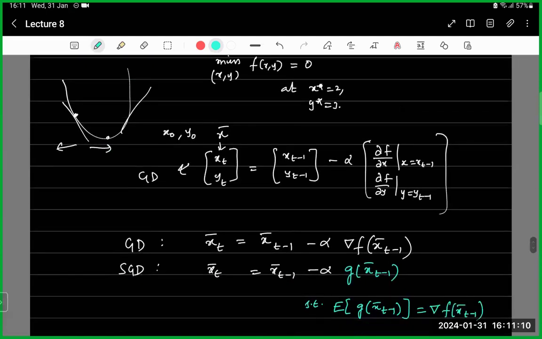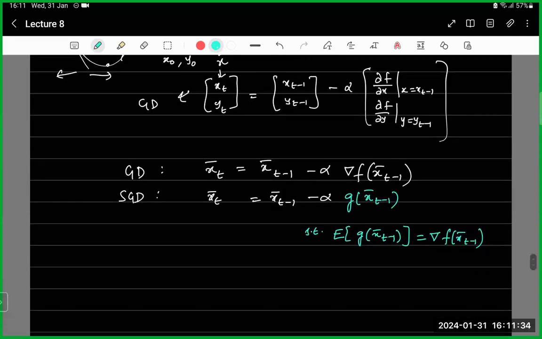Here, if you want to use gradient descent, we cannot compute del f because we don't know mu of theta in our eta of theta, right? But if you can't compute the gradient, it's fine. If you can compute some other function whose expected value is equal to the gradient, then also you can use an algorithm called stochastic gradient descent. Now we'll see how we can use this in our problem.